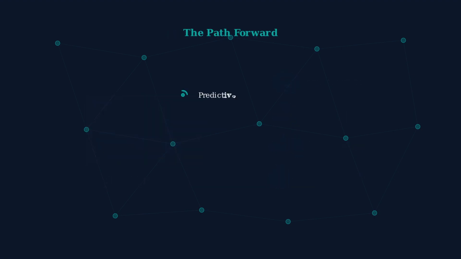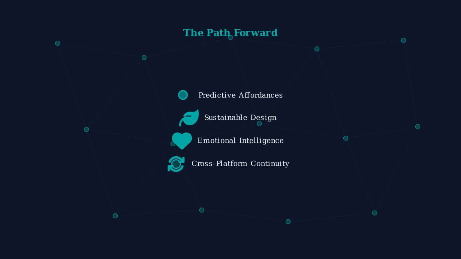Looking ahead, affordances will become predictive, anticipating user needs before they're expressed. Sustainable design principles will guide how we create digital experiences that minimize environmental impact. Interfaces will develop emotional intelligence, responding to user mood and stress levels. And cross-platform continuity will ensure seamless experiences across all devices and contexts.